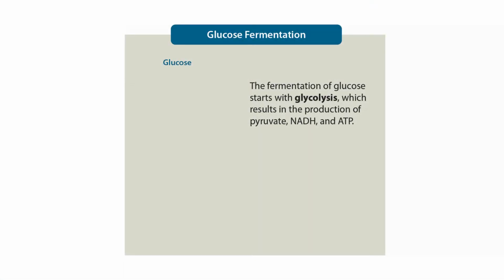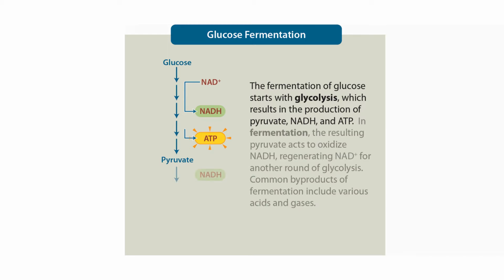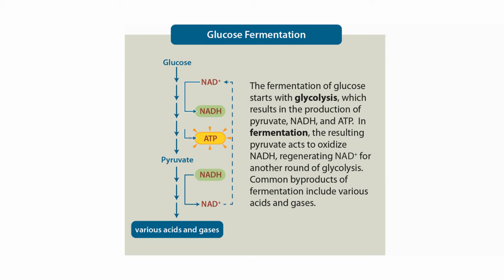The fermentation of glucose starts with glycolysis, which results in the production of the energy intermediates NADH and ATP, as well as pyruvate. In fermentation, bacteria utilize pyruvate and its derivatives as alternative electron acceptors to oxygen. The benefit for the cell is to oxidize NADH and regenerate NAD+, which in turn allows for the process of glycolysis to continue. Common byproducts of this process include a variety of different acids and in some cases gases.